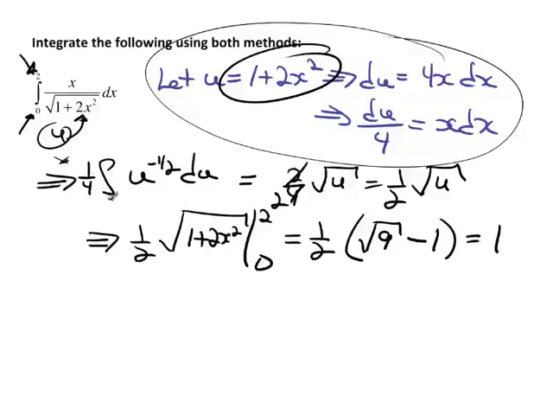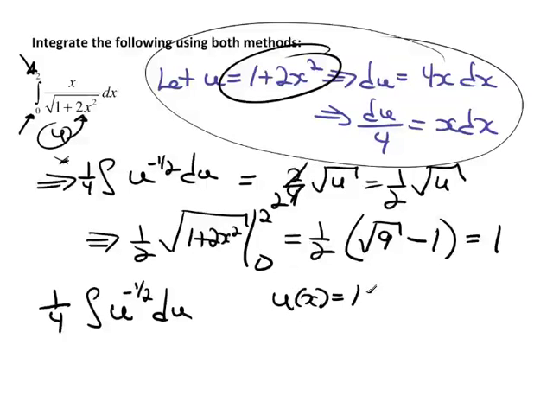So now I'm going to go back and change my bounds. So I still have my 1/4 integral u to the negative 1/2 du, but I need to change bounds. So u of x equals 1 plus 2x squared. So u of 0, this is my lower bound, is going to be 1. My upper bound was 2. U of 2 equals 9. So my new bounds would be from 1 to 9.